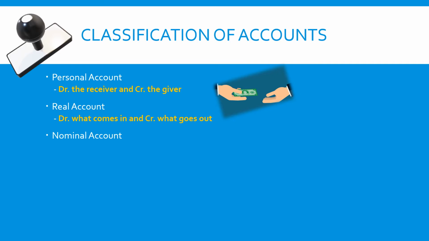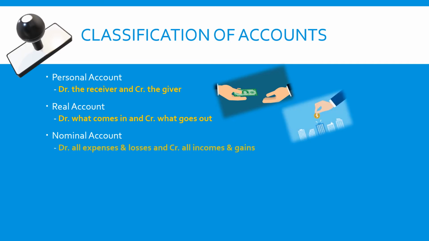Basically it says that debit the account of the asset or property which comes into the business or any addition to that. At the same time, credit what goes out of the business. Now what is the nominal account rule? That is debit all expenses and losses and credit all incomes and gains. It's a very self-explanatory sentence for you.